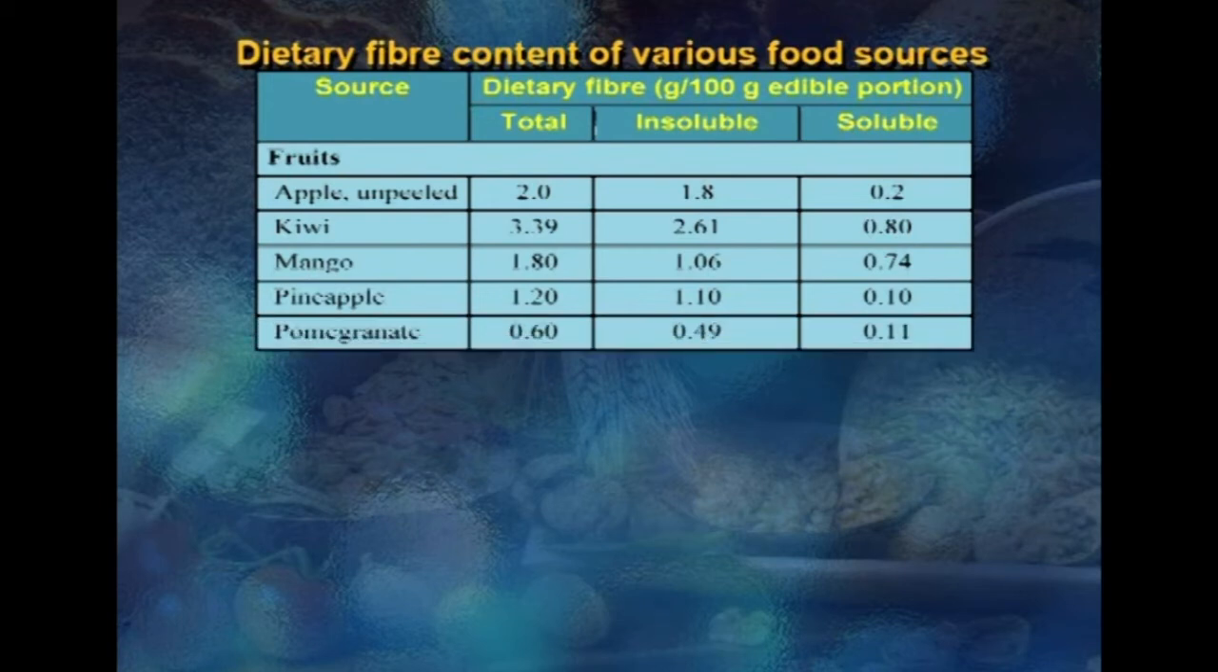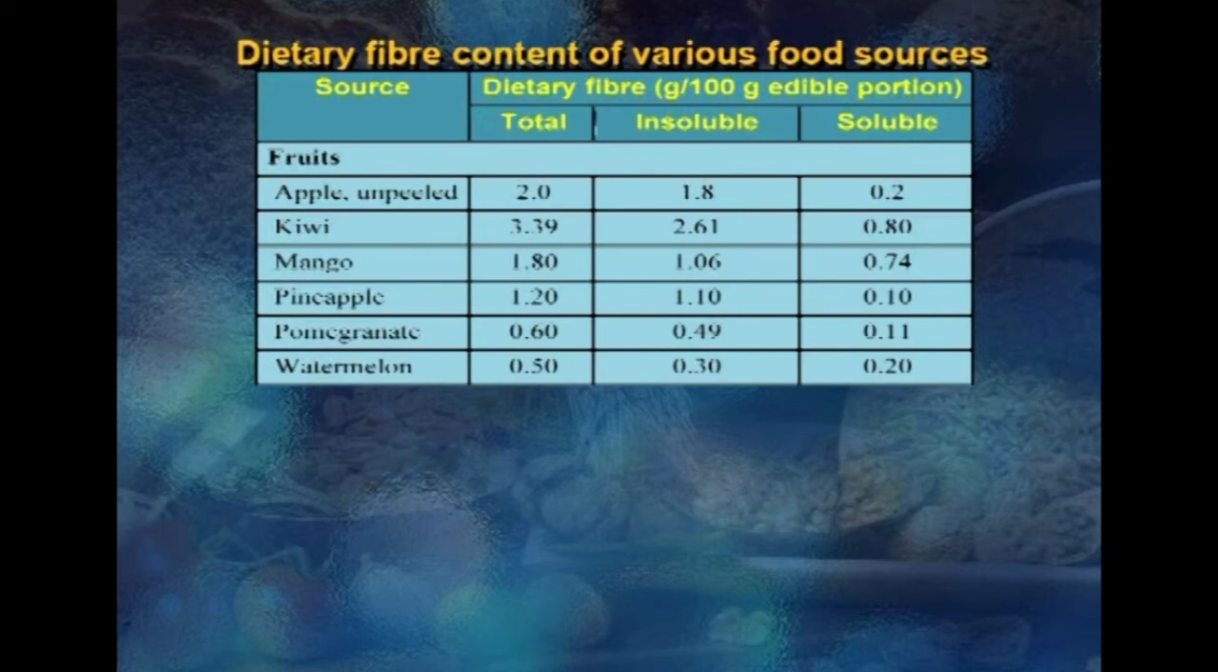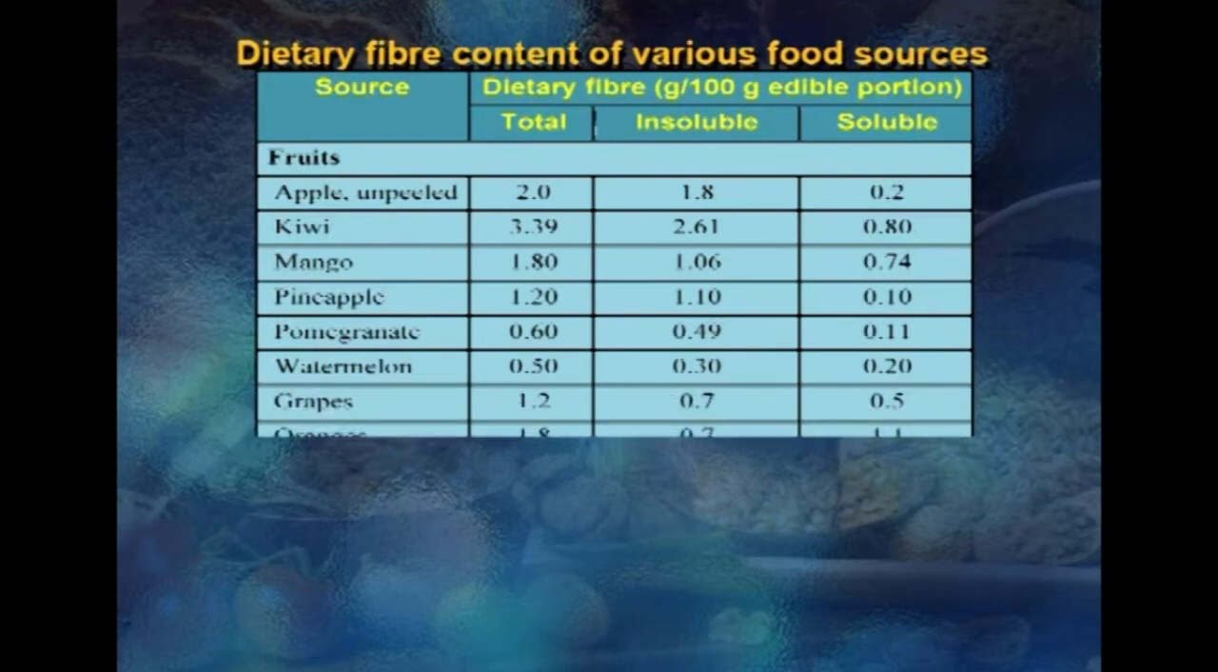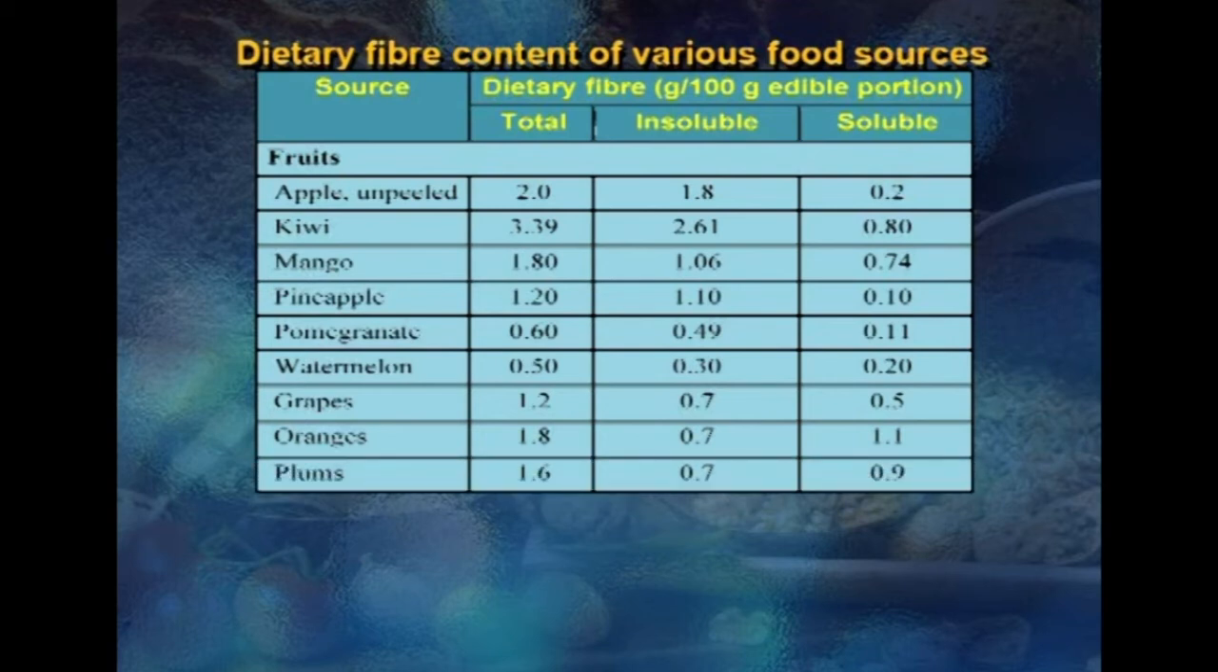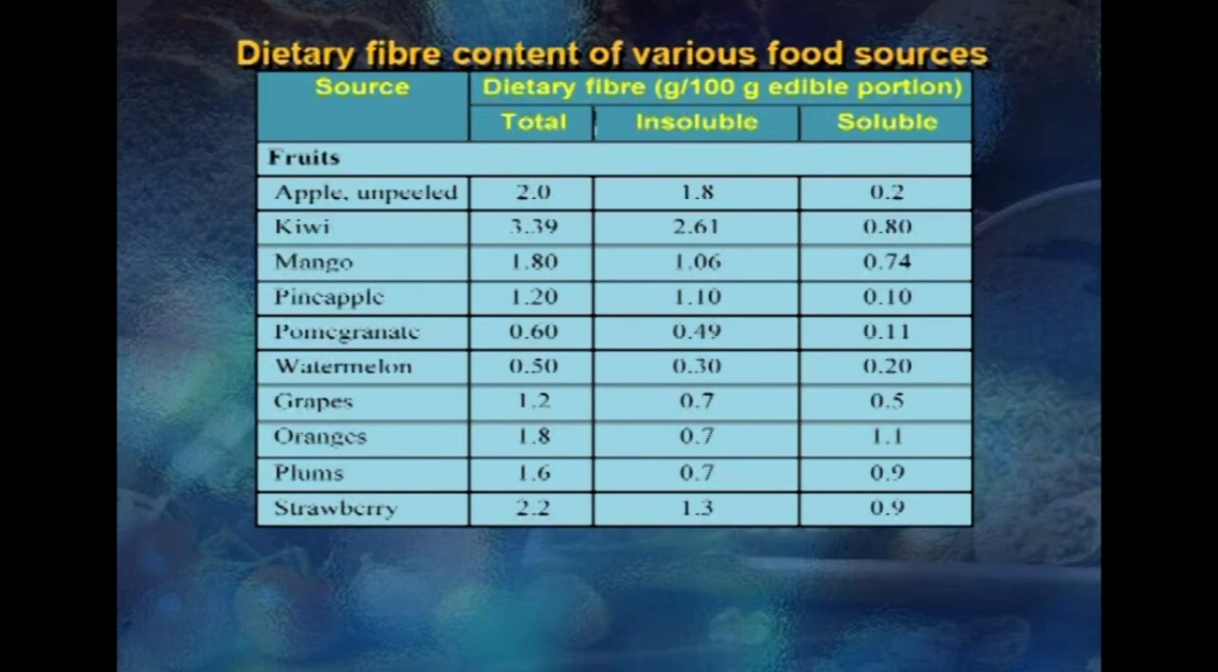Pomegranate is a poor source of dietary fiber, with just 0.6 grams of dietary fiber for every 100 grams of edible portion, out of which 0.49 is insoluble and 0.11 is soluble dietary fiber. We have other fruits like watermelon, which also is a poor source of dietary fiber, with 0.5 grams for every 100 grams of edible portion. We have grapes with 1.2 grams of dietary fiber, orange 1.8 grams of fiber, plums 1.6 grams of dietary fiber. We have strawberries, which are better off than all the citrus fruits, with 2.2 grams of dietary fiber.